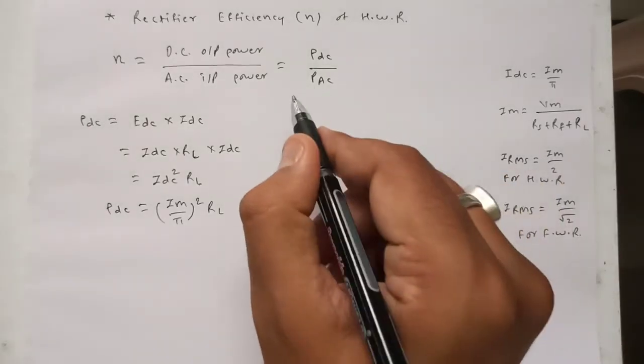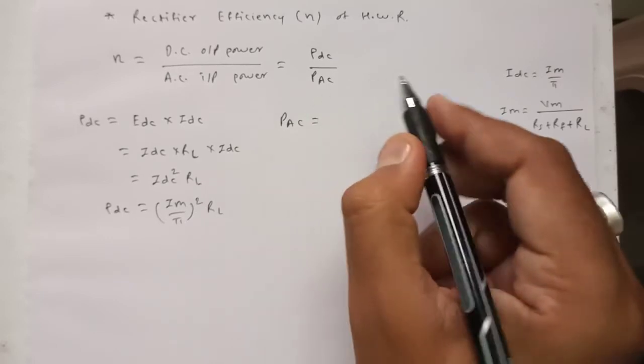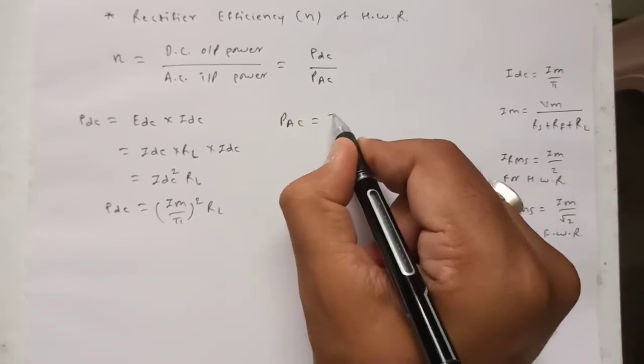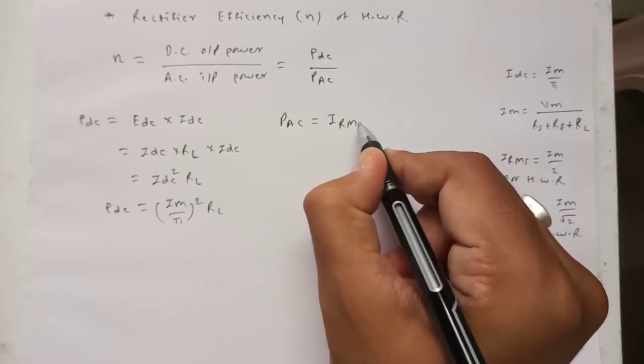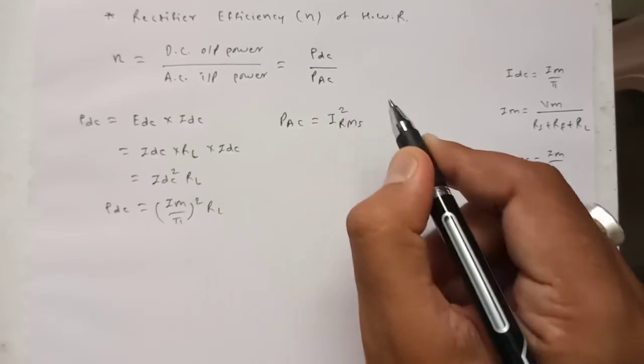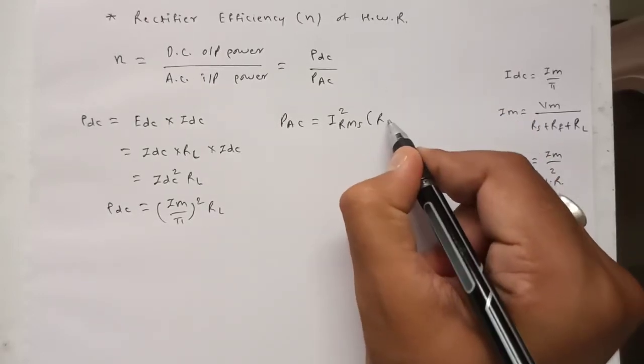So in that way, the equation for AC power at the input side is given by, as it is AC, we should be taking the RMS value. So it is I RMS square multiplied by the value of resistances.